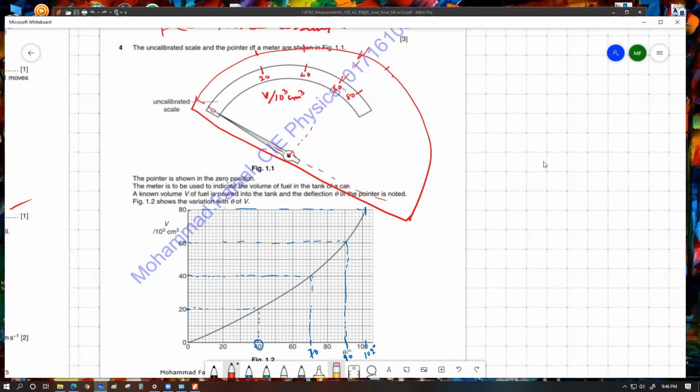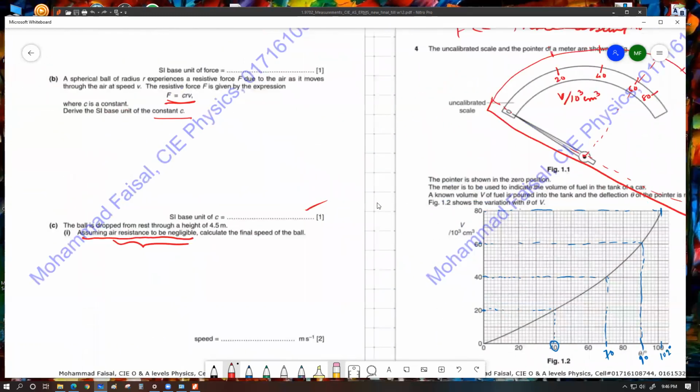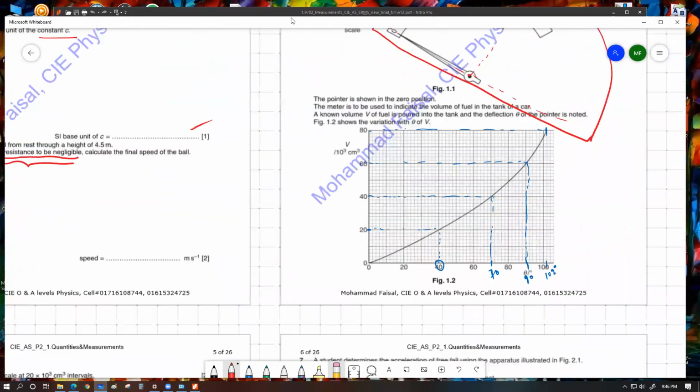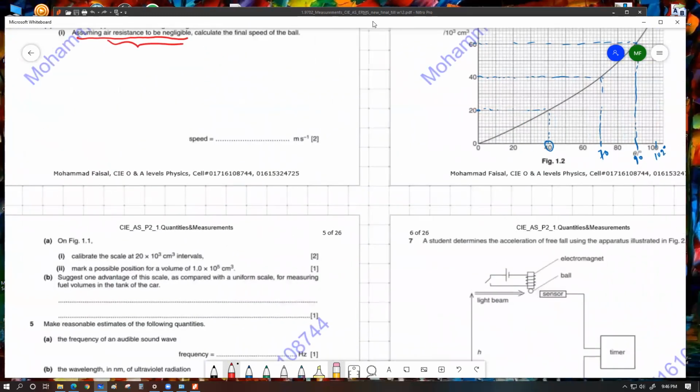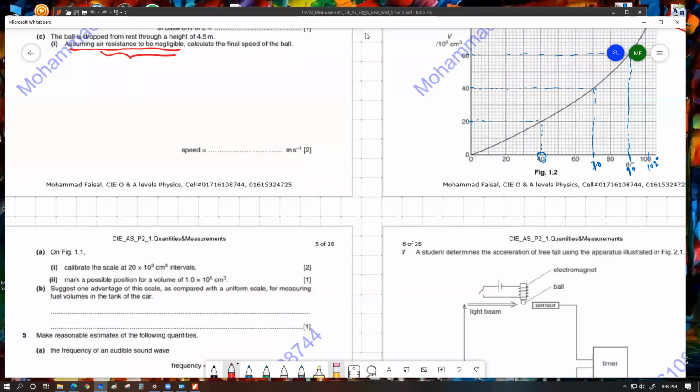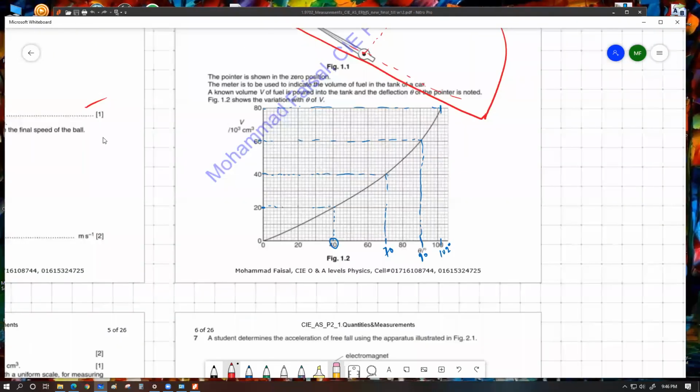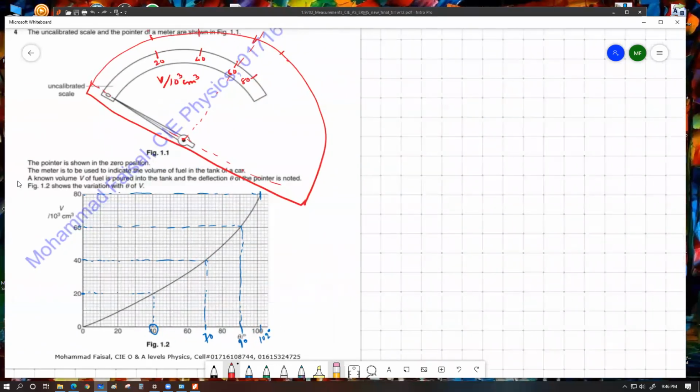জি স্যার, বুঝতে পারছি। আচ্ছা, নেক্সট আমাদের নাম্বার 2 তে যে জিনিসটা বলছে, নিচে নাম্বার 2 তে বলছে mark a possible position for a volume of 1.0 × 10 to the power 5, and 1.0 × 10 to the power 5 basically means 100 into 10 to the power 3 centimeter cube.